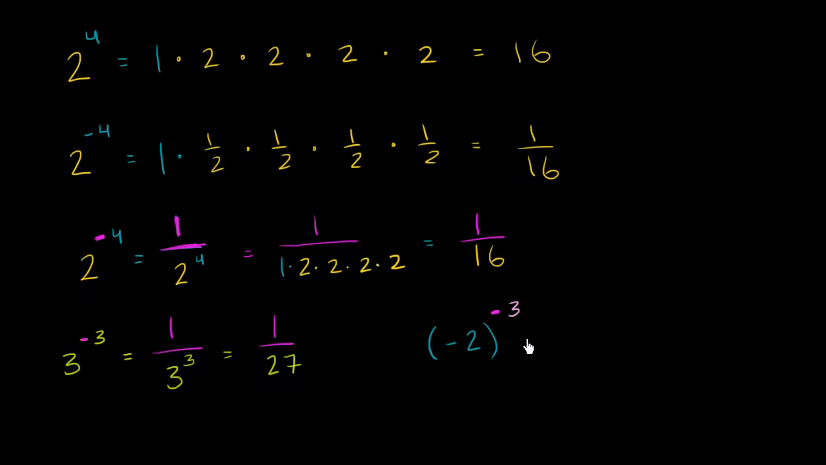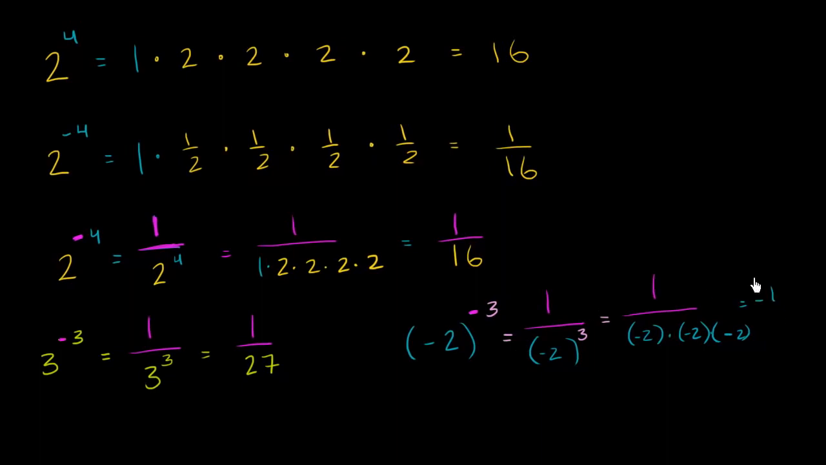Remember, you see a negative exponent, that just means the reciprocal of the positive exponent. So 1 over negative 2 to the positive 3rd power. And this is equal to 1 over negative 2 times negative 2 times negative 2, which is going to give you 1 over negative 8, or negative 1/8. So this is equal to negative 1/8.